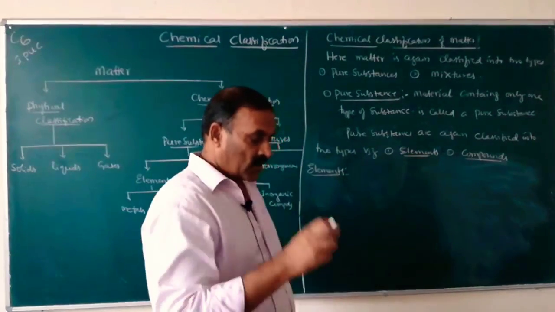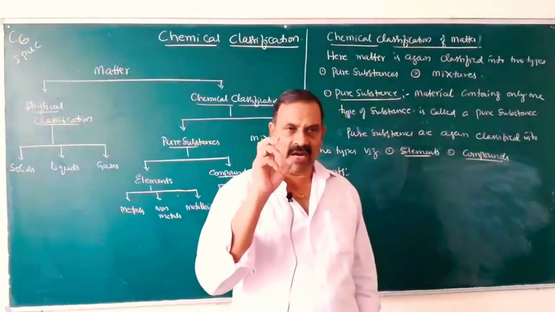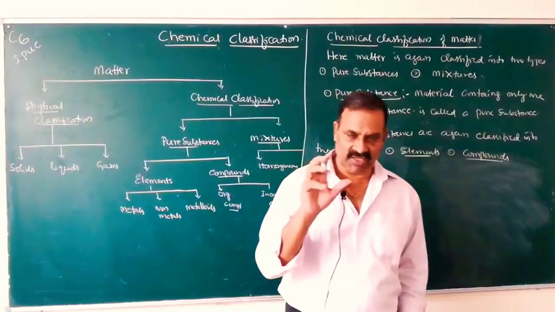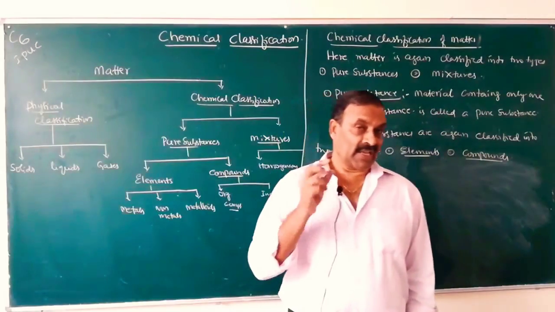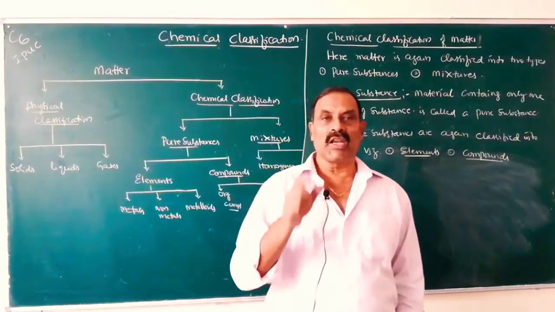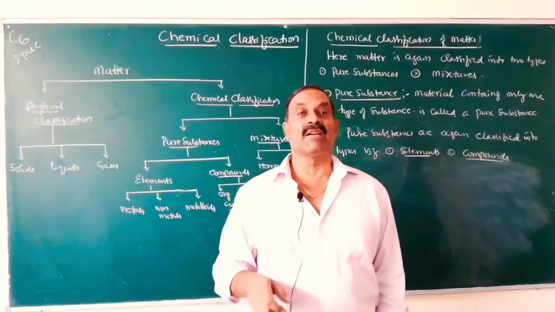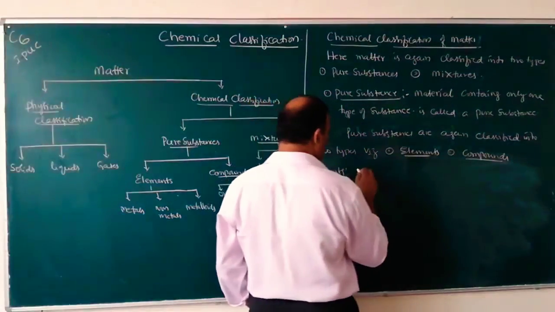For example, gold is an element, iron is an element, hydrogen is an element, oxygen is an element, etc. So what is an element? An element is a pure substance containing only one type of atoms. Only one type of atoms.